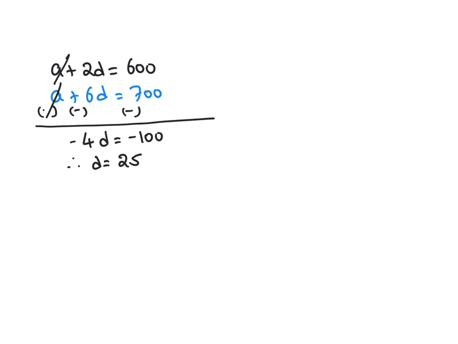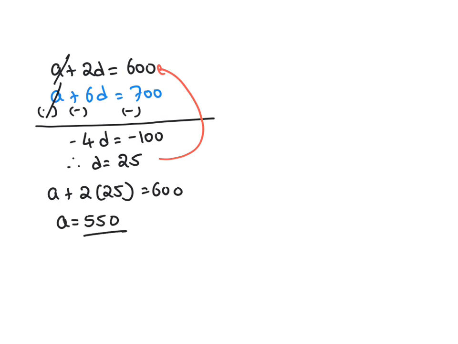Take the d and plug it into any one of the equations. So we plug it over here. So we will get a plus 2 times 25 equal to 600. So a is going to be equal to 550. So the production of TV sets in the first year is going to be 550. So we found the first part of the question. Let's look at the second part of the question now.